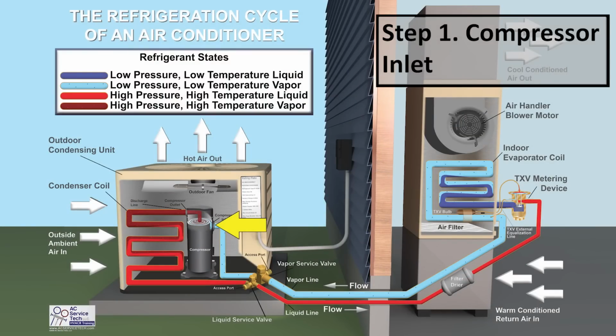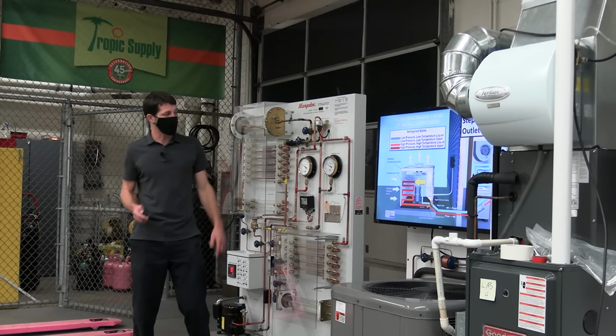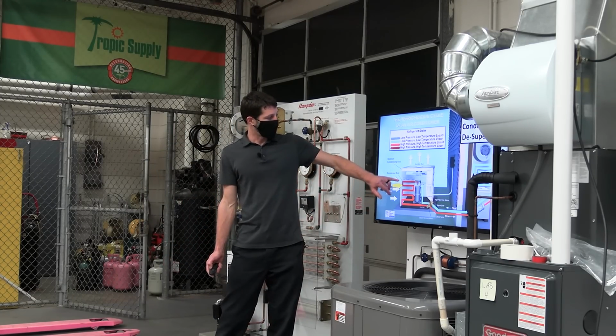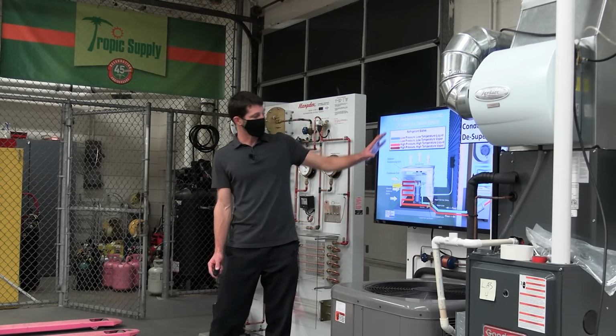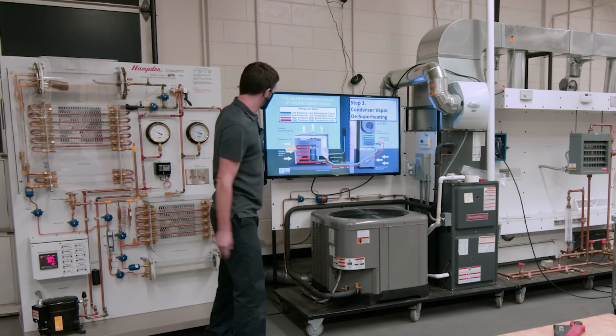Low pressure enters the compressor. High pressure exits the compressor. Since it's high pressure, it also increases the temperature. Like that's what I said, it's not necessarily about pressure, it's about temperature. So as it's flowing through here, it's flowing through the coil, right through this coil. It's rejecting heat to the outside air.